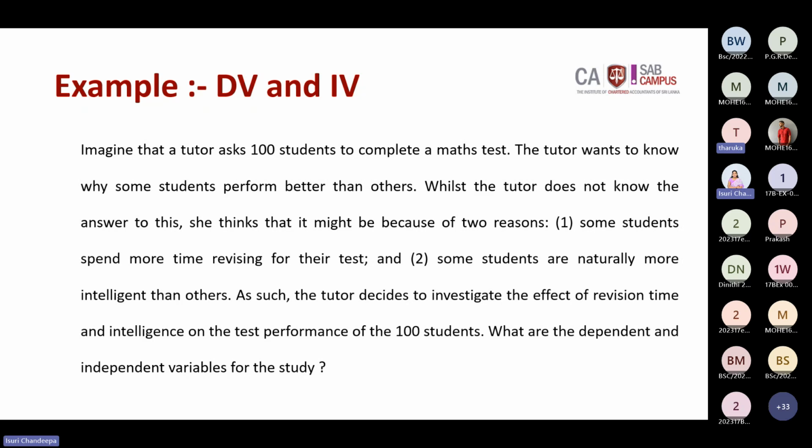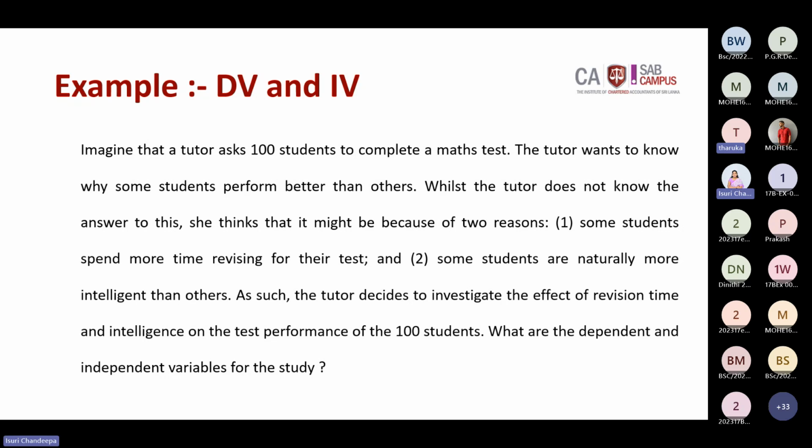So what is the independent variable and dependent variable? What are they going to test? There are two independent variables: the level of intelligence of the students and the revising time for their test. Those are the independent variables. And the results of the maths test will be the dependent variable.